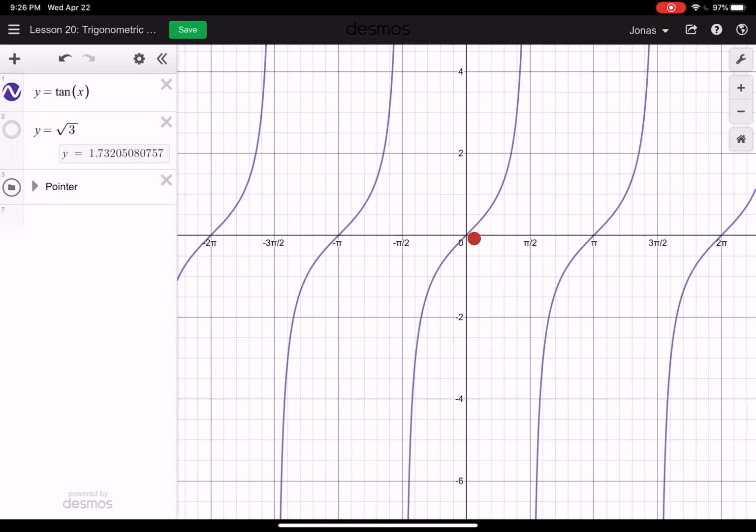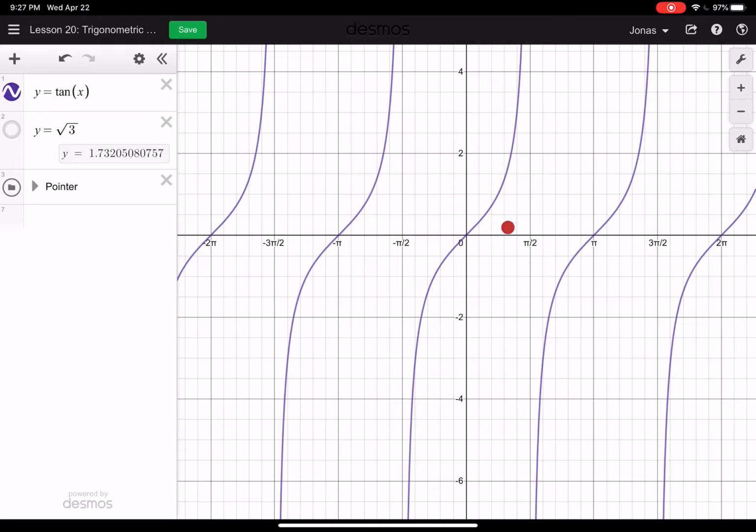Now, radical 3, you can see maybe on the left, it appears there, radical 3 is equal to 1.73 something. So it's between 1 and 2, somewhere right in here, 1.7. That's the value of tangent we want. And if we go over, we see that right here, that lines up with this value of x, and this value of x is pi over 3.